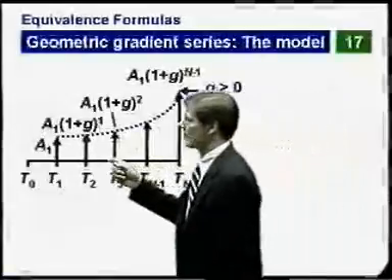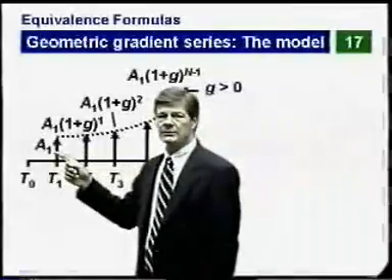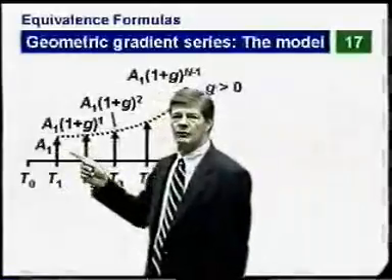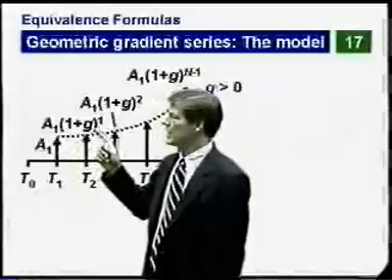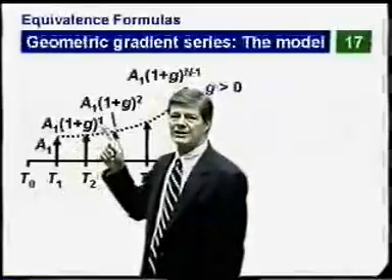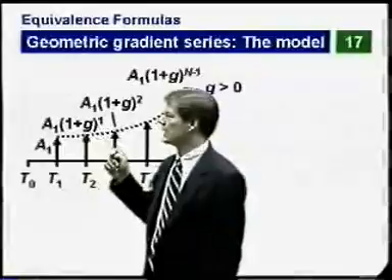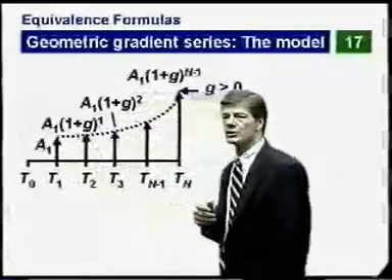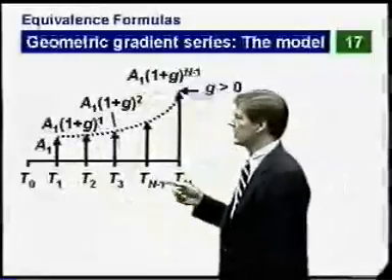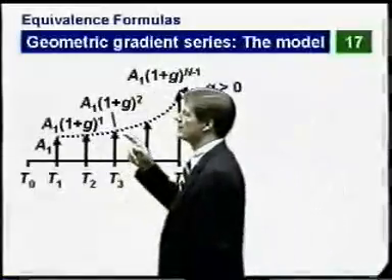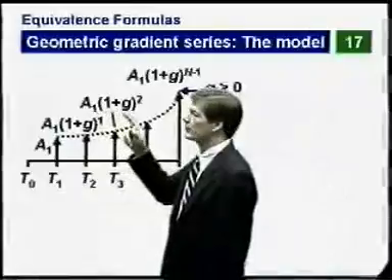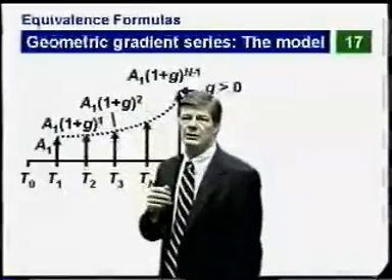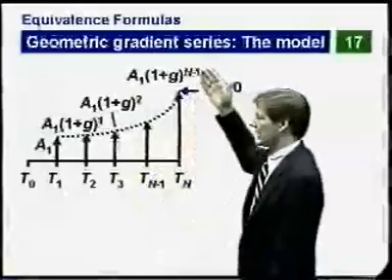The first cash flow is represented as A1. The next cash flow at time t sub 2 is a function of the first cash flow having changed in time by a rate G. So the second cash flow is A1 times the quantity 1 plus G raised to the power 1. The next cash flow at time t sub 3 is A1 times 1 plus the rate of change of the cash flows raised to the power 2, so on until you get to the last cash flow.